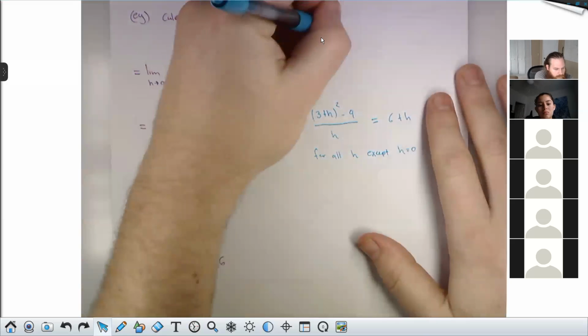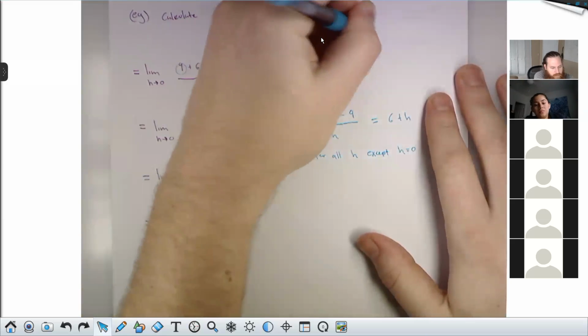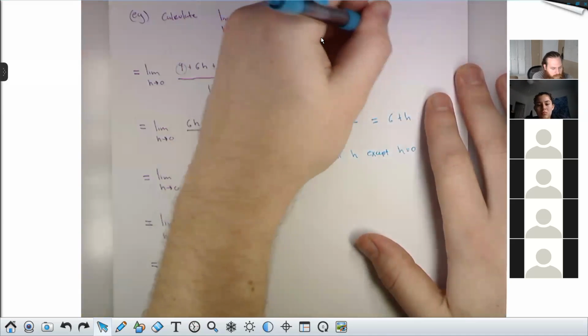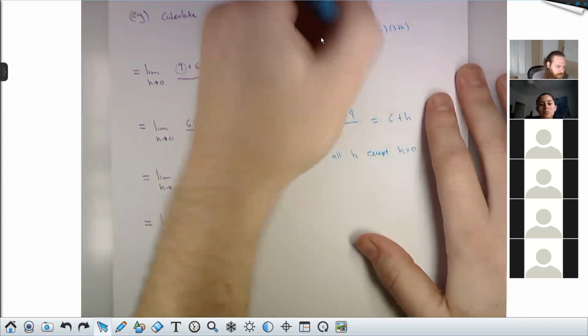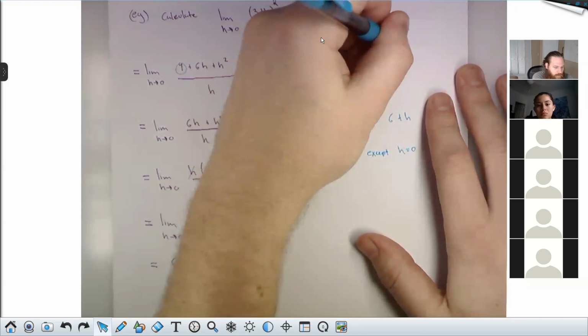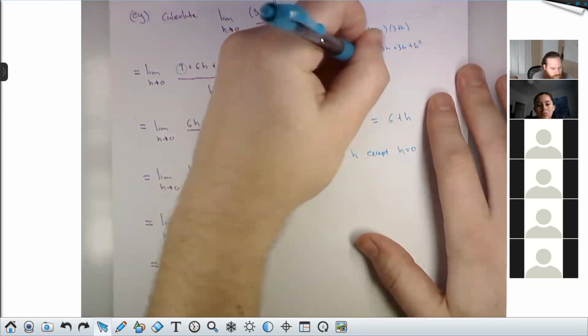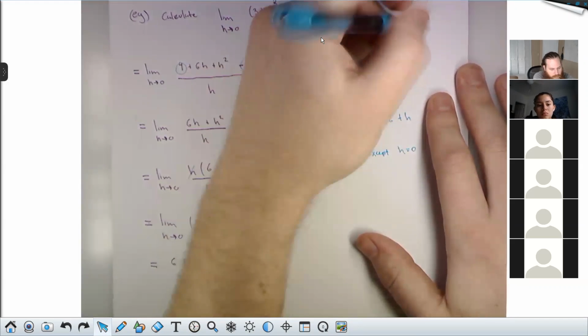So 3 plus h quantity squared. Remember, we can't just give the power to each of those separately. We've got to follow our order of operations. That's 3 plus h times 3 plus h, which is 3 squared plus 3h plus 3h plus h squared, which is 9 plus 6h plus h squared. Yeah, fair question.